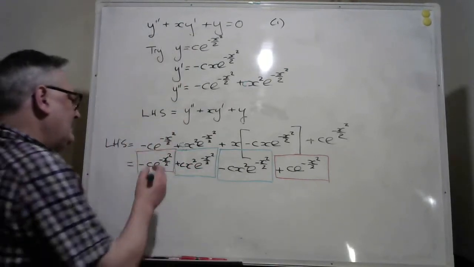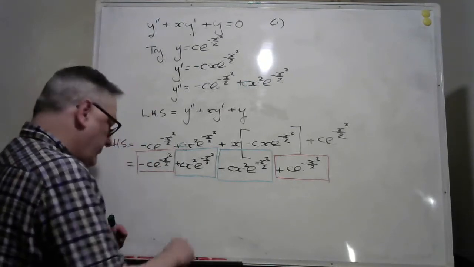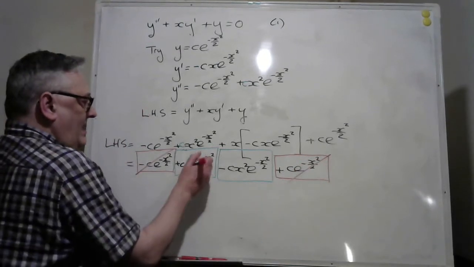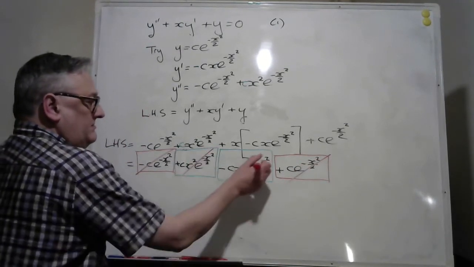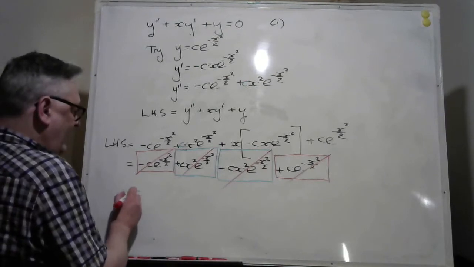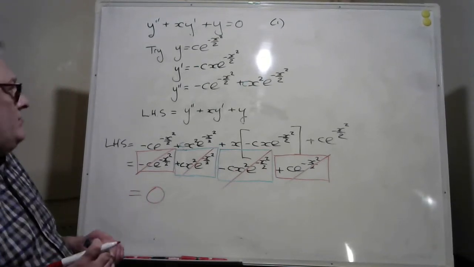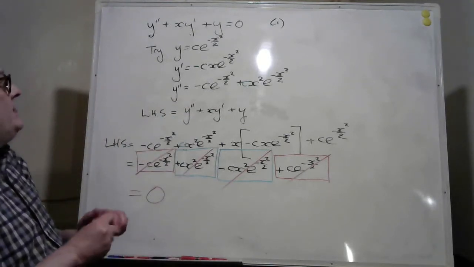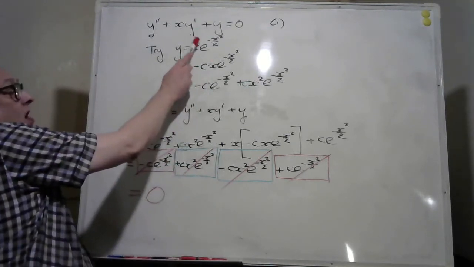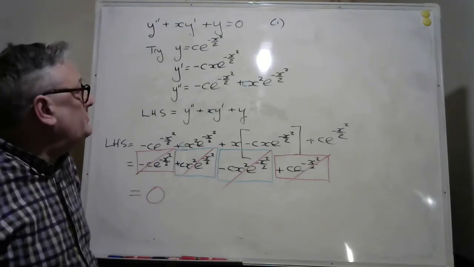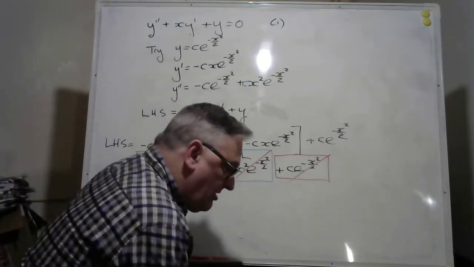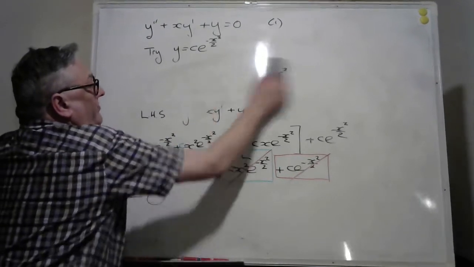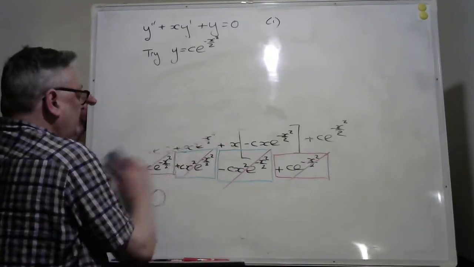that, yes, this cancels with this, and this cancels with this. So that is actually equal to 0. So therefore, this is one linearly independent solution. So we know that we're on the road to finding the general solution now.